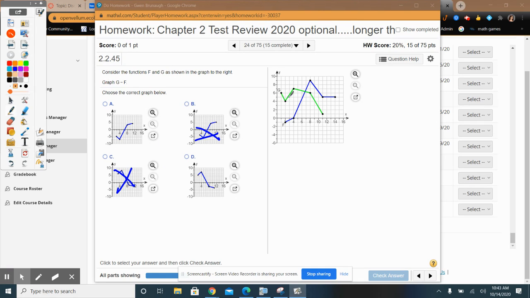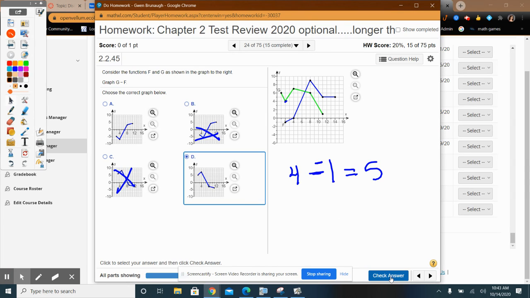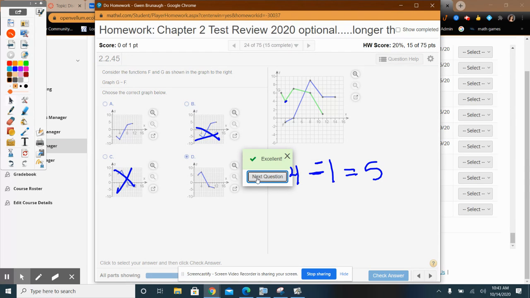So I'm going to take the g value here, which is 4, and then I'm going to minus the blue value of f, which is negative 1. 4 minus negative 1 will be 5. So on that 2 spot, it's going to start at 5, which means my answer is going to be D. You only have to do one check to find the first starting point.